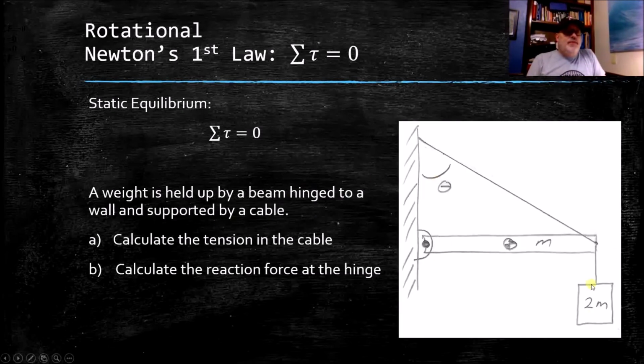We have this beam and a weight on the end and a cable that's holding it up, and there's the pivot point here at the end. So calculate the tension in the cable and also the reaction force at the hinge.